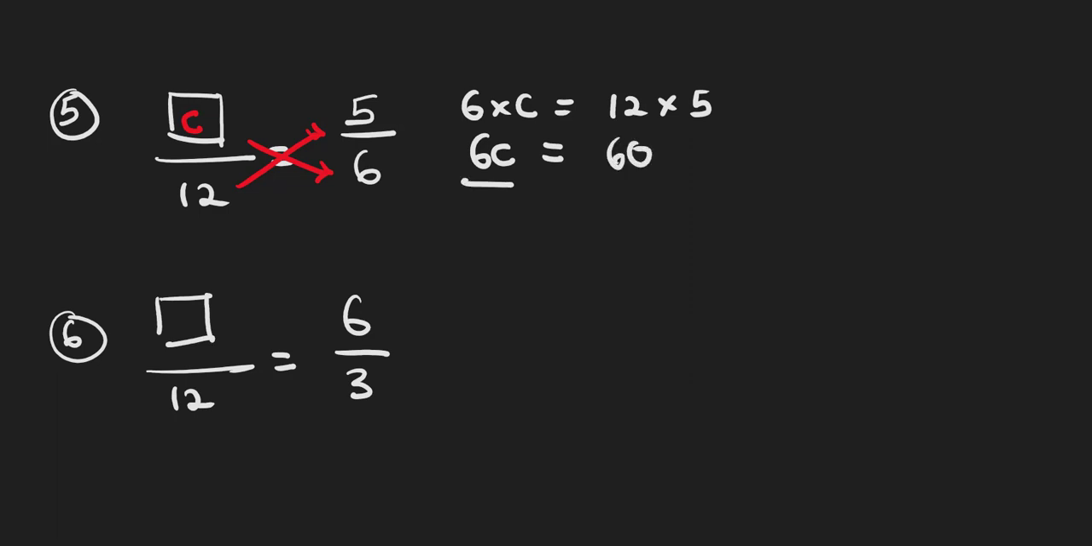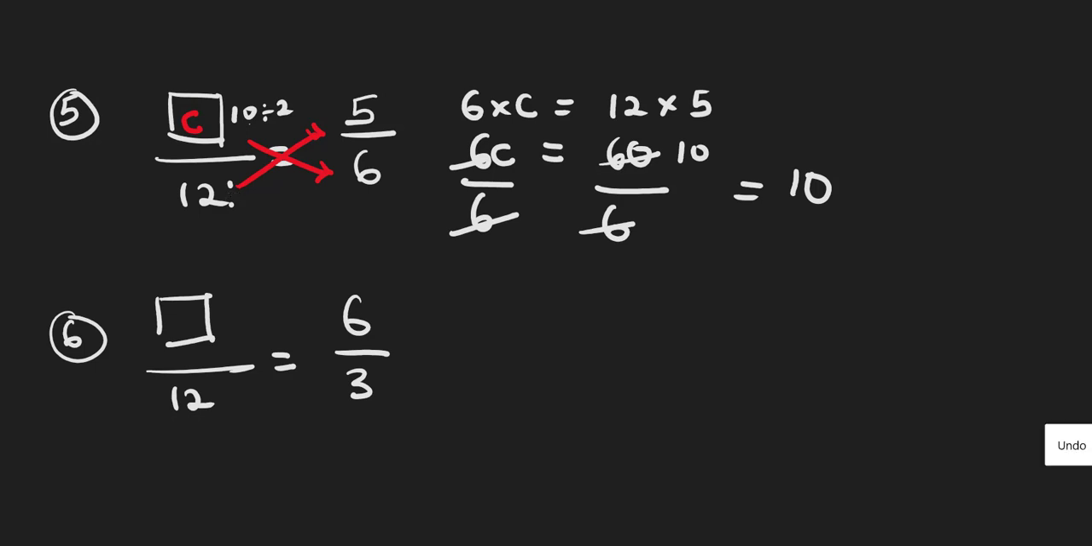So divide both sides by 6. This cancels this, right? And 60 divided by 6 will give what? 10 times. 60 can divide 6, 10 times. So the answer is 10. So that means this c is 10. How? 10 divided by 2 will give you 5, and 12 divided by 2 will also give you 6. So it's actually equivalent.